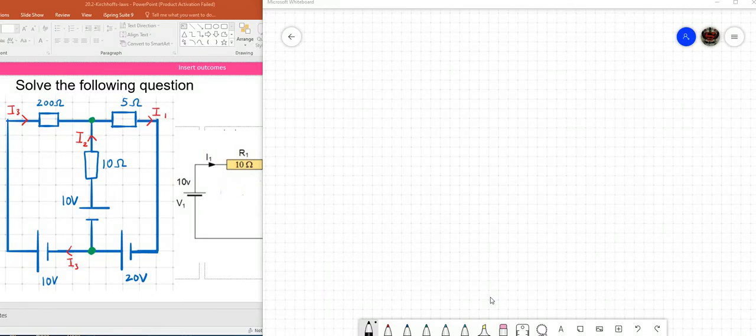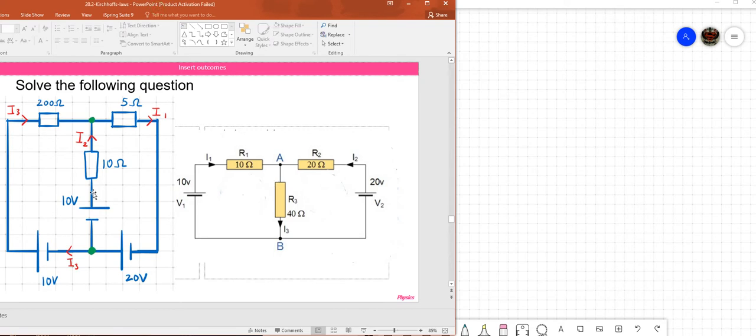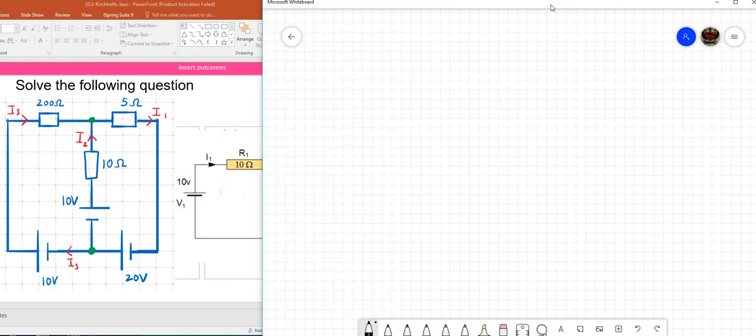Hello there guys, today we are going to be looking at how to tackle these questions here. In order to solve them, we need to understand Kirchhoff's first and second law. Now Kirchhoff's first law, if we just do a quick recap, is straightforward.